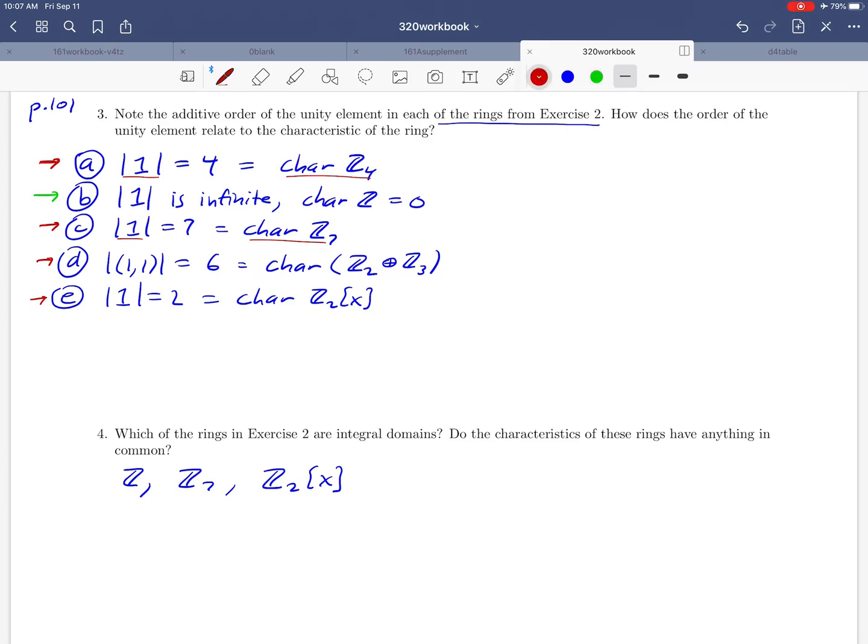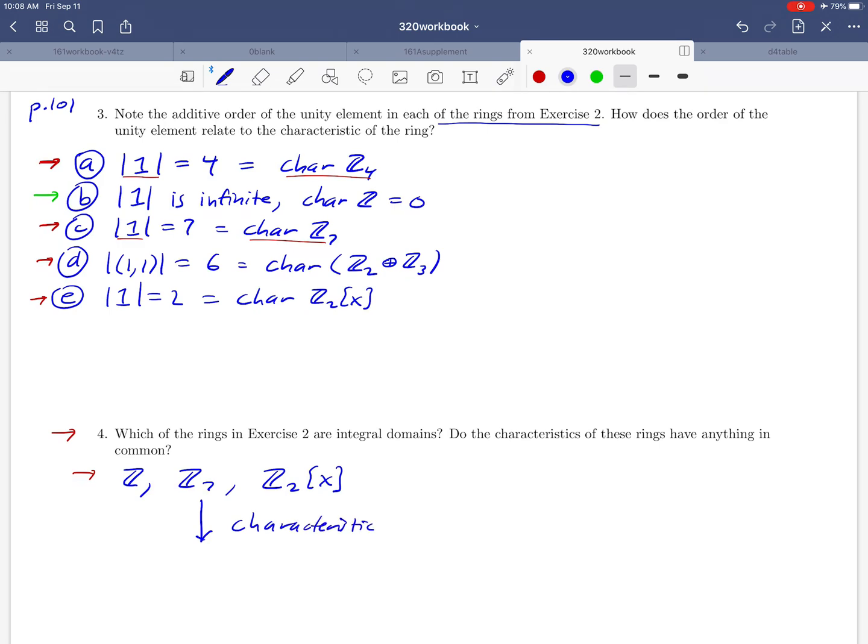Let's move on now to number 4, to see what observation that's leading us to. Which of the rings in exercise 2 are integral domains? I'm hoping that you went through those rings one by one and asked yourself which of those have the property of being integral domains and came up with 3 of them: Z, Z7, and Z2 adjoined X. And they ask us then, what are the characteristics of these rings? Let's think about that one by one here.